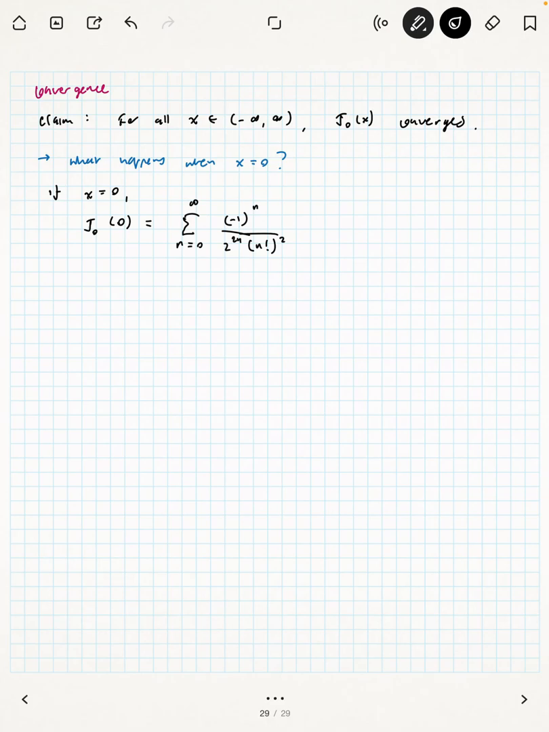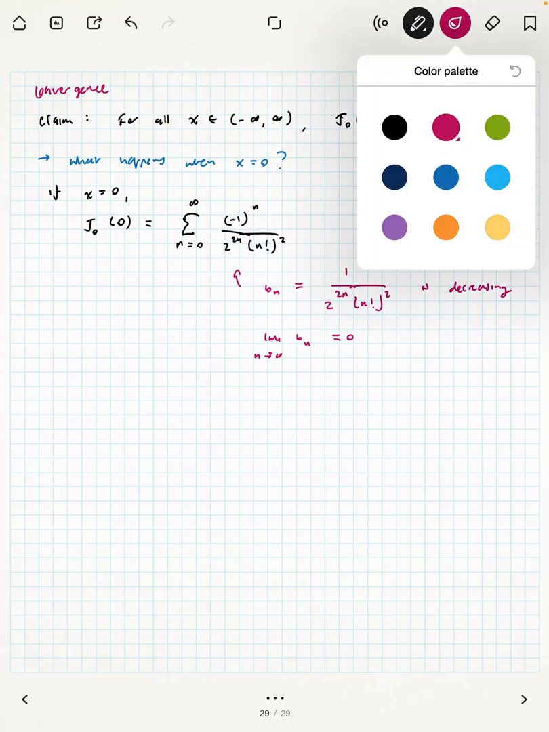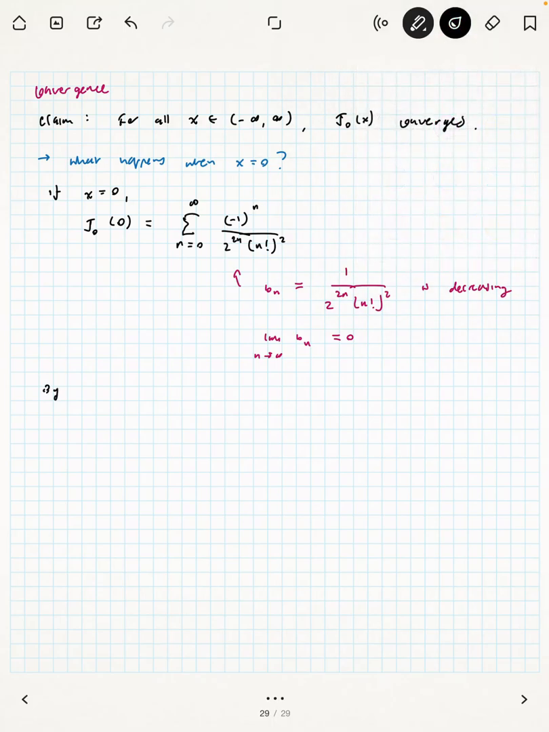But you'll notice that this is an alternating series, and the denominator here is going to give us, so in other words, we have here b sub n equals 1 over 2 to the 2n times n factorial squared. Is this decreasing? Oh, it's decreasing. It's definitely decreasing. Just look at it. And then the limit of this thing is definitely 0. So by the alternating series test, this converges, right?